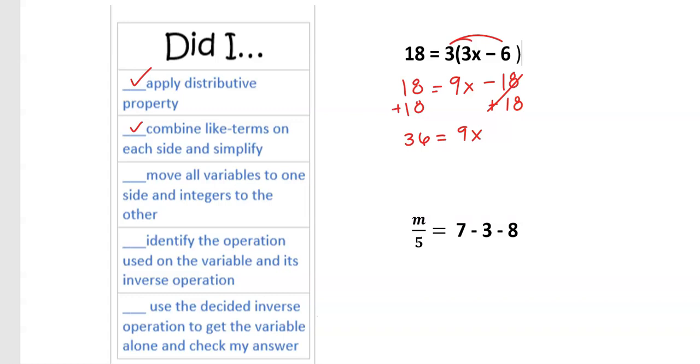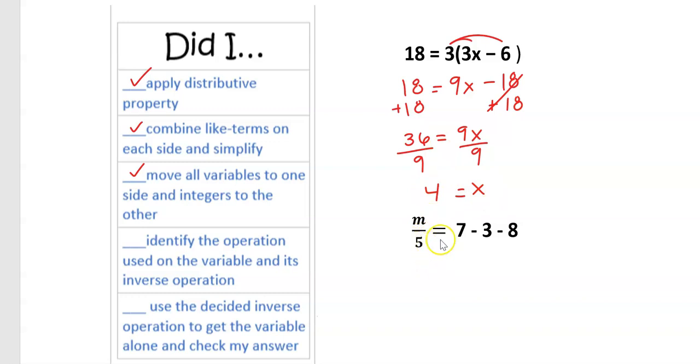So if 9x is multiplication, okay, if we look at this step here, it tells us to identify the operation used on the variable and its inverse operation. So if multiplication is the operation used here for 9x, the inverse of that is going to be division, which is going to have us divide by 9 to get x alone, and 36 divided by 9 is 4.